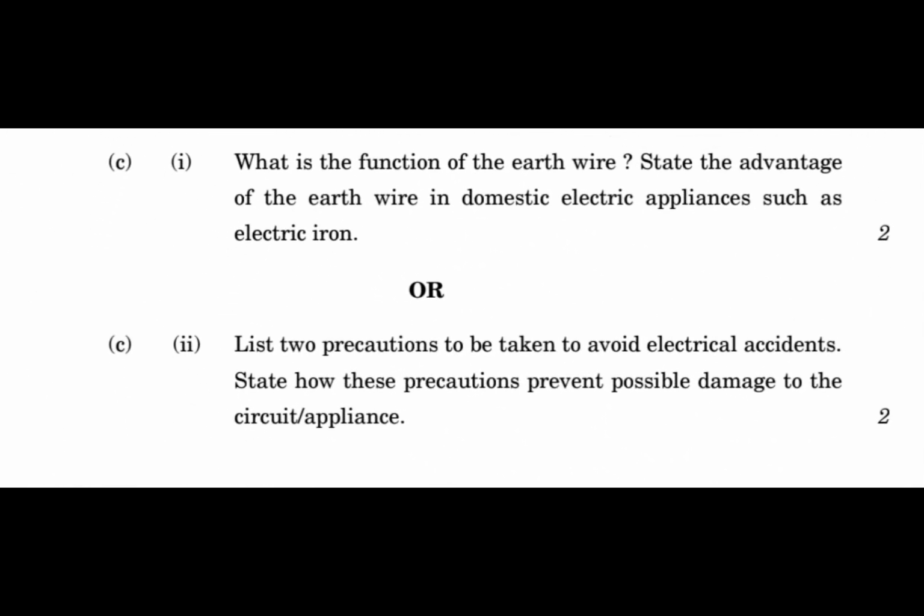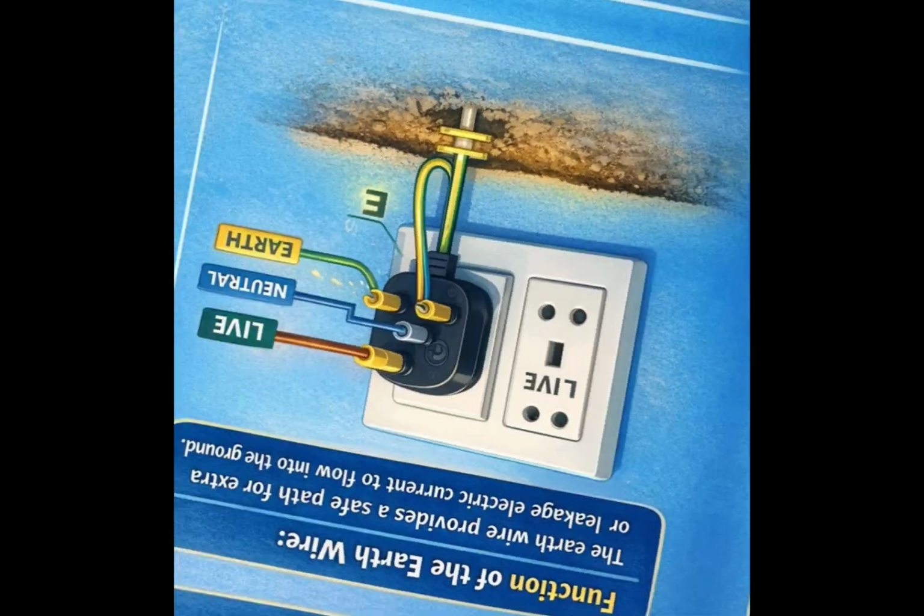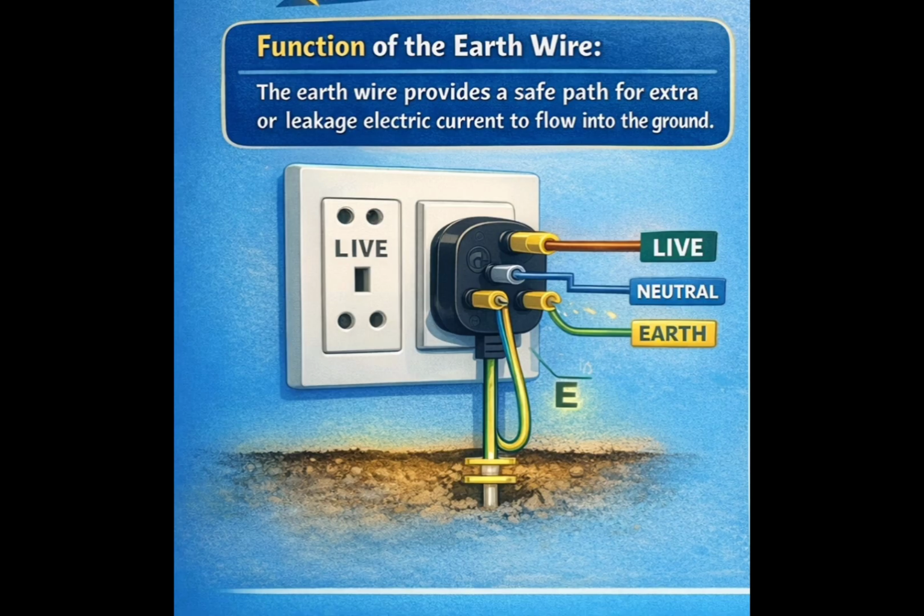The question is, what is the function of earth wire? State the advantages of earth wire in domestic electric appliances such as electric iron. So in this question, they gave an example: the electric iron. We should write the advantages of earth wire in domestic electric appliances. Let us discuss the earth wire function first. The earth wire color is green. The earth wire plays a very important role in electrical safety. Its main function is to provide a safe path for extra current or leakage electric current to flow into the ground.